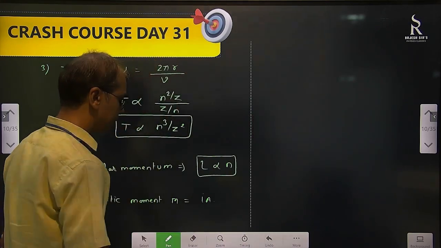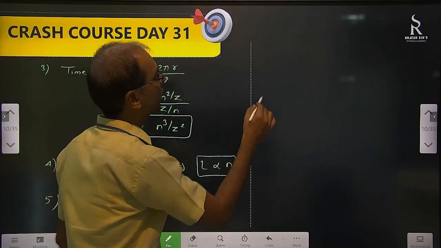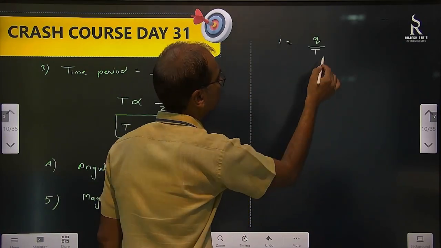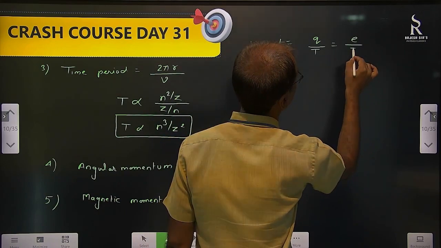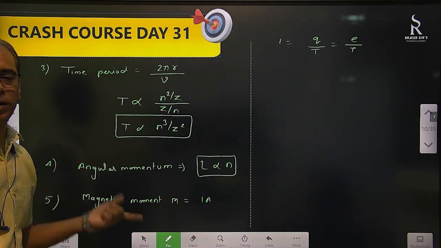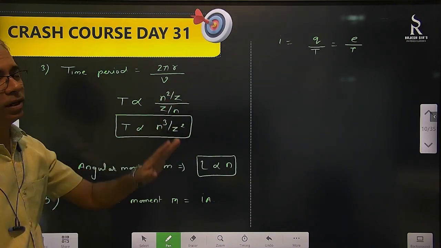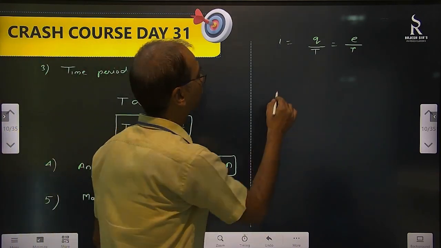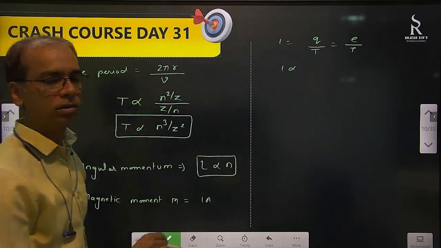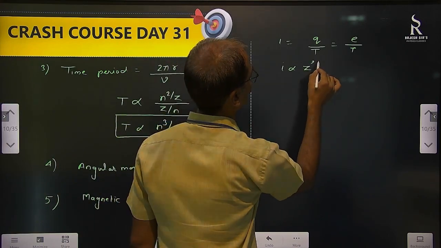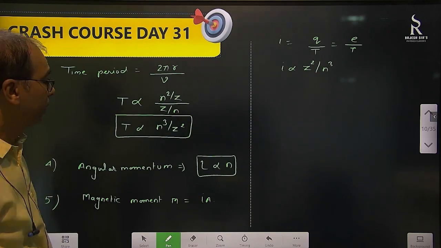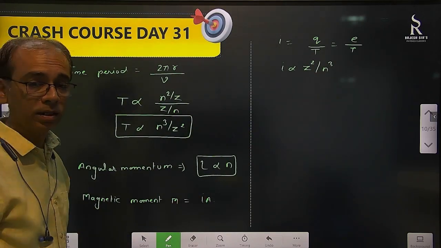So here it is. Now I basically is Q by T or E by T. And time period we already know. Here time period is proportional to n cube by z square. Here time period is in denominator, so I is proportional to z square by n cube. That is I. And then the area is pi r square.